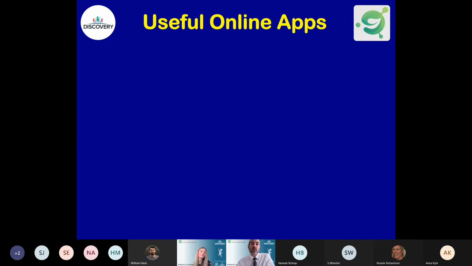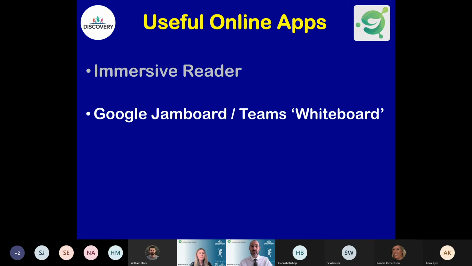So let's look at some useful online apps. There's 4 that we're going to look at. The first one's Immersive Reader. The second one is Google Jamboard, and Teams has its own version of a whiteboard. We're going to look very briefly at Flipgrid, and then look at how Microsoft Forms can be used within Teams.